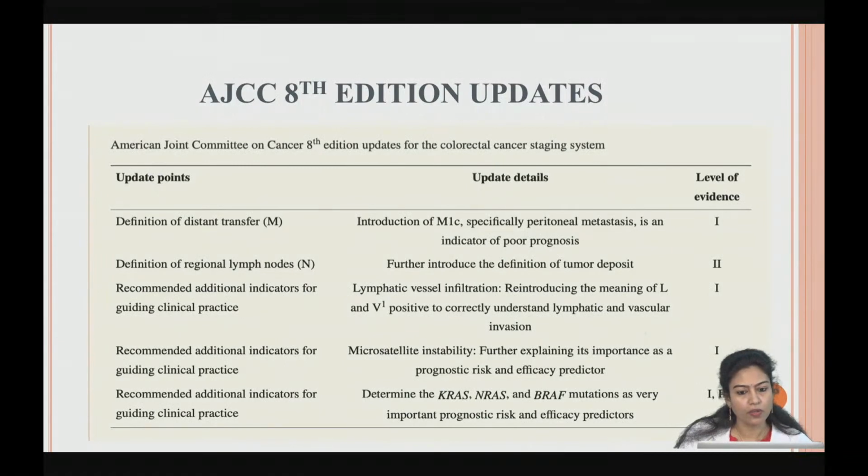have been some changes in the editions which have come, and the most important updates are the recognition of M1C, that is the peritoneal metastasis, which is a very important indicator of poor prognosis. There was a lot of difference in defining the regional lymph node metastasis and introducing a definition of the so-called tumor deposit, where a circumscribed tumor deposit is now given the category of N1C, irrespective of the T stage. Lymphatic and vascular invasions have been defined separately, and additional indicators for guiding clinical practice are MSI as well as the KRAS, NRAS and BRAF mutations, which my earlier speaker has already said.